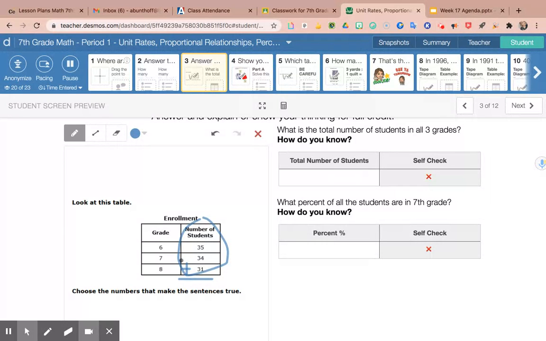Those are grades. And what percent of them are 7th graders? So now, what is the percent of 34 out of the total? So I want to know what percent is 34 out of your total. So you're doing 34 divided by your total, whatever number you got for your total. And you'll get a percentage, which you can check.